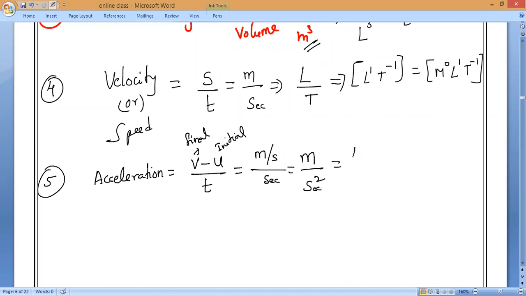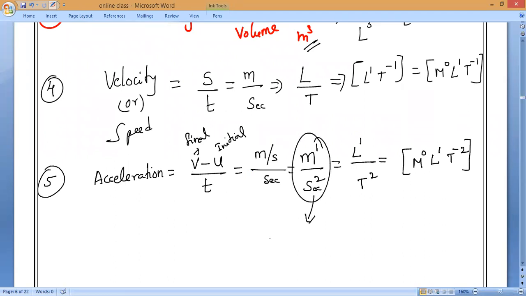So meter means what is the dimension? Nothing is there means 1. L power 1 divided by T power 2. So if you write the dimension fast, what will come? M power 0, L power 1, T power minus 2. Keep in mind. Now, meter per second square is also the unit of some other thing, which will come in the gravitation chapter. Can you tell me?